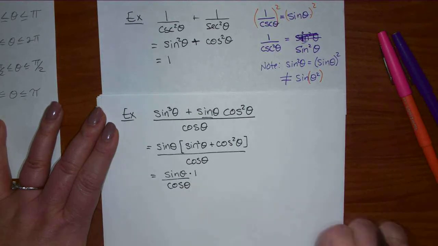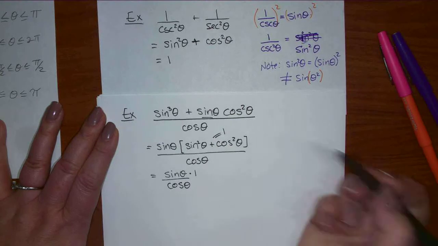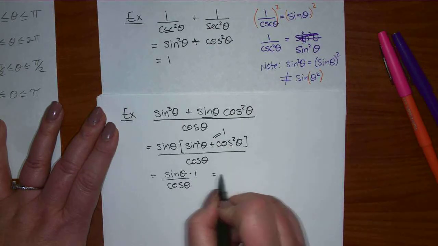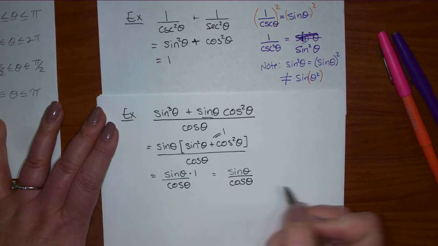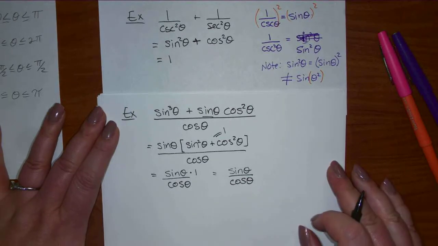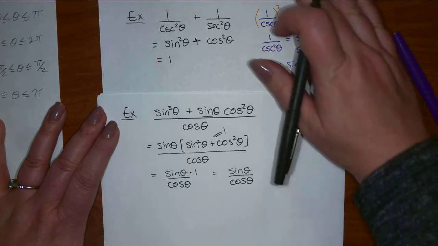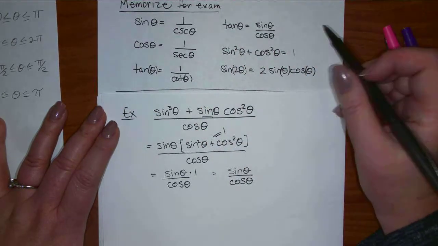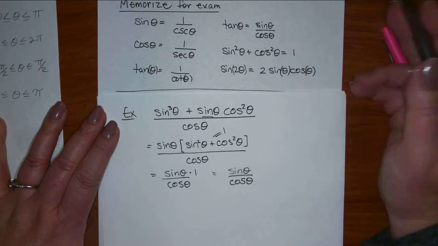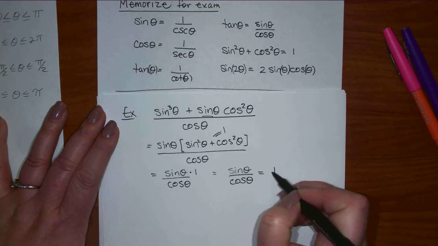We don't need to write the times 1. This is equal to 1. That's an identity. So we have sine theta over cos theta. That's also an identity. What's that equal to? Sine over cos? Tan. So this is tan theta.